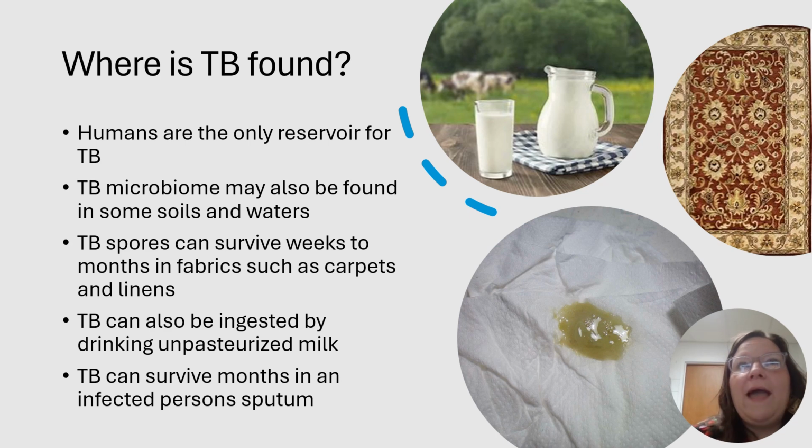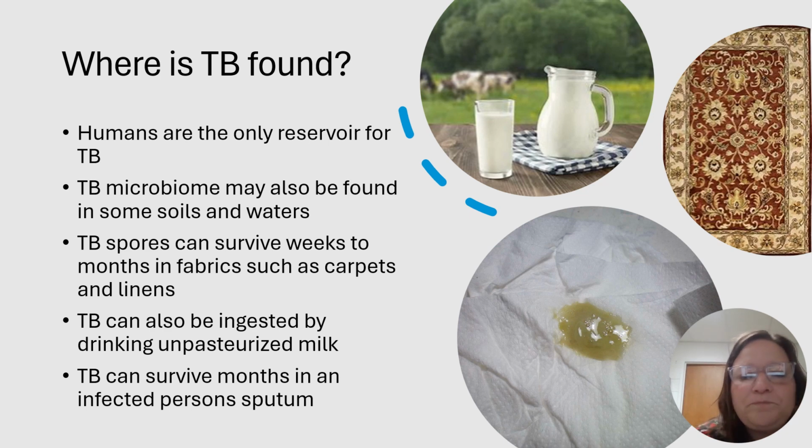So we wonder how it gets to other parts of the body, like the GI tract, for example. If we do ingest milk that has those TB microbiome, it's not going to go to our lungs, because what we put into our mouth and swallow does not go to our lungs. It goes down the GI tract. So this is how we can contract tuberculosis and it go to other parts of the body.